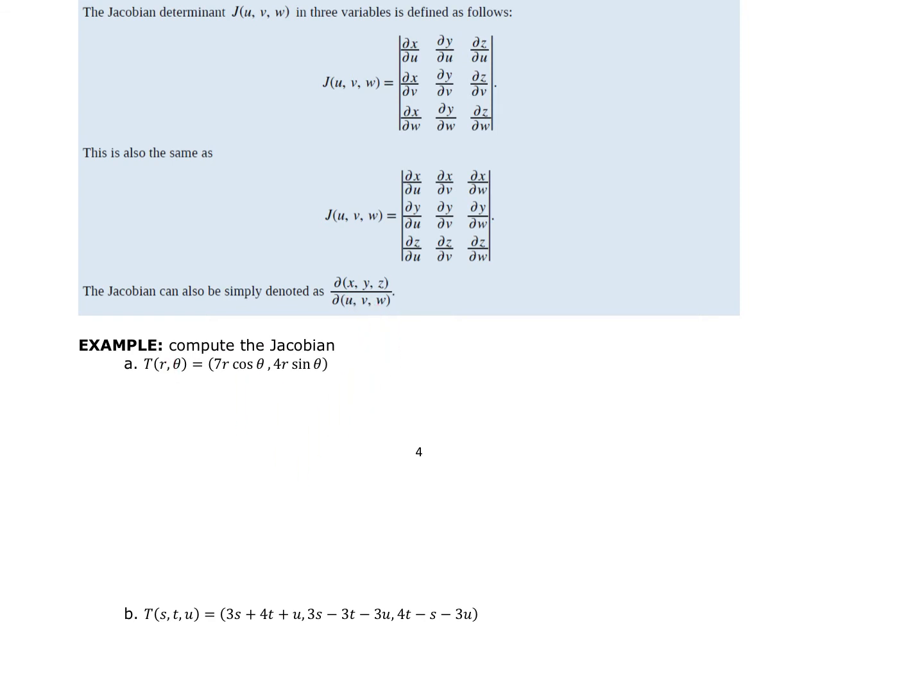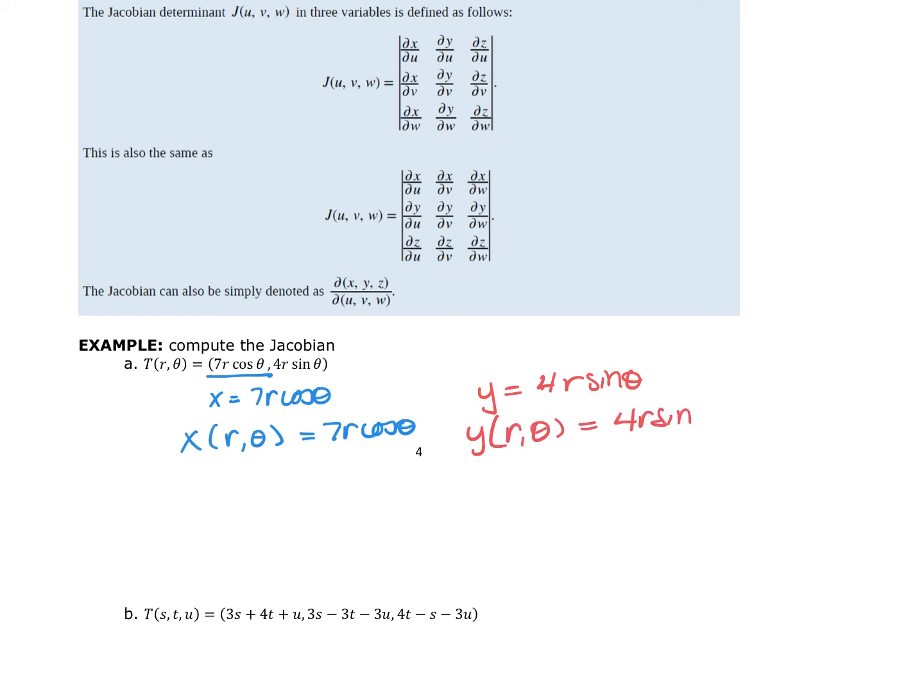So they're asking me to compute my Jacobian. That's all they're asking me to do at this point. They're not asking me to do anything with it. We're going to do something within a minute. So we know that this traditionally would be x equal to 7r cosine theta. So in other words, x as a function of r, theta is equal to 7r cosine theta. Y is equal to 4r sine theta. So in other words, y as a function of r, theta is equal to 4r sine theta.